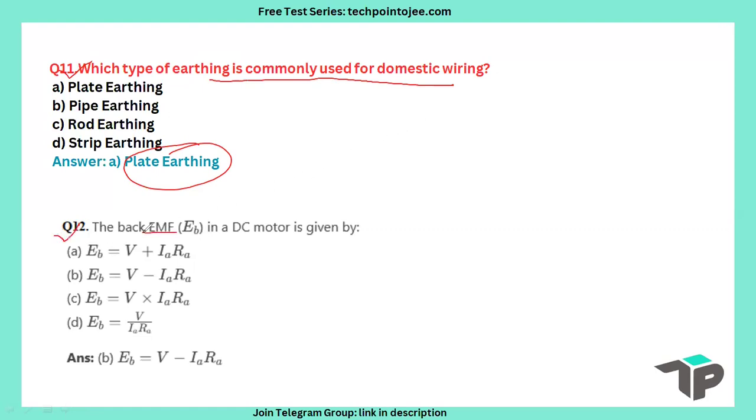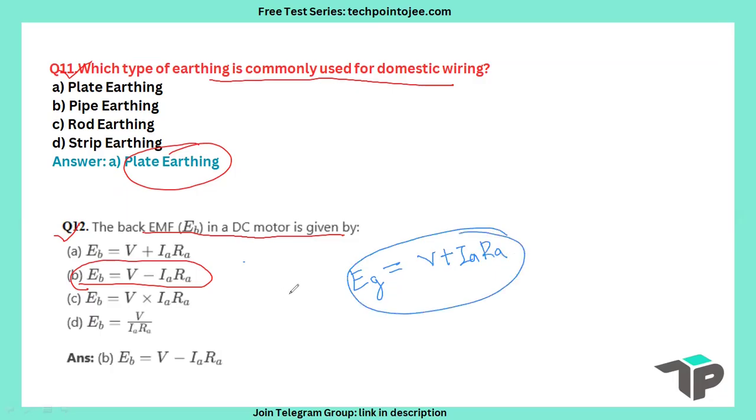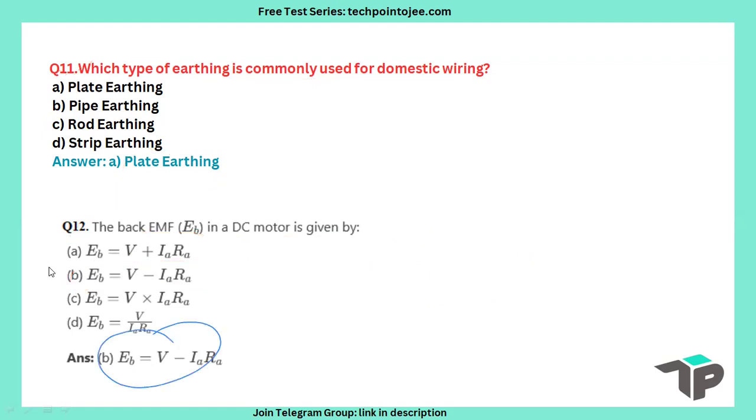Then the back EMF Eb in the DC motor is given by Eb equal to V minus Ia into Ra. In a generator, the voltage is called generator EMF, which is equal to V plus Ia Ra in case of a DC generator. For the motor, option B is the correct answer: V minus Ia into Ra.